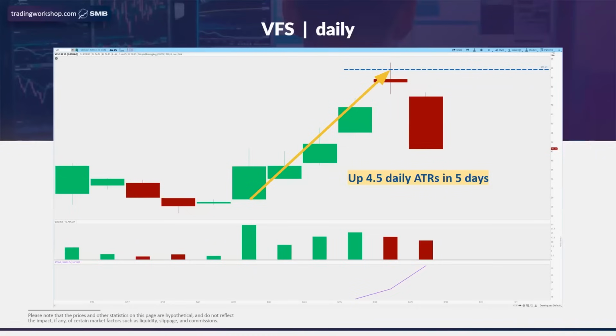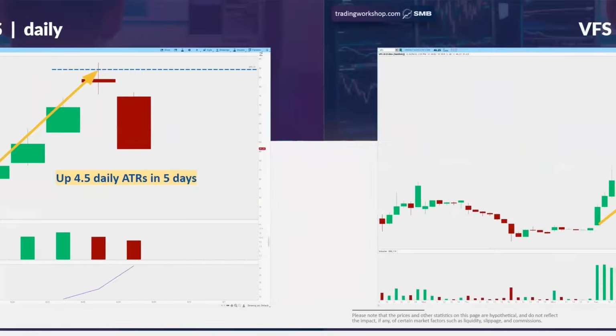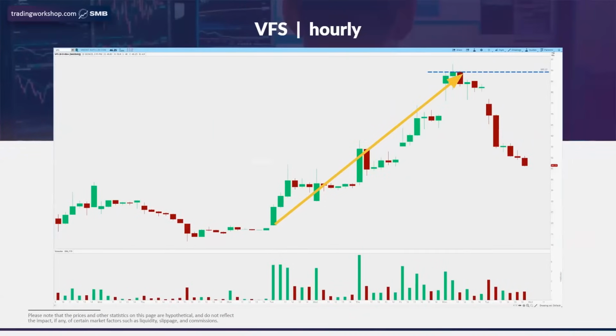Like if you have setups like this, you can go back and look at how far they usually go before they start topping out. I like to use 5. This one went 4.5, very close, right? But sometimes these are good levels.